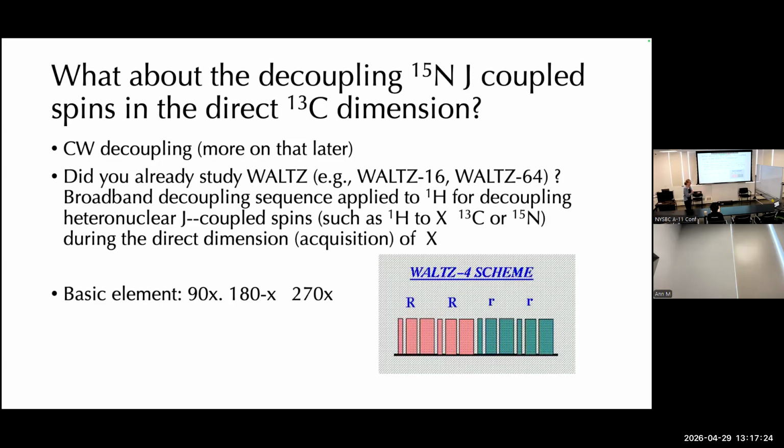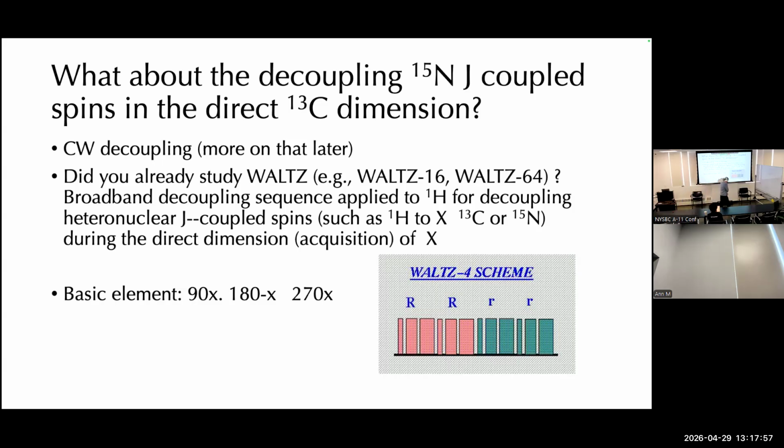Did you already in this class study some of the pulse sequences for the direct detect dimension, such as WALTZ? So you're detecting carbon and you're doing something on nitrogen, but it's something more complicated than a CW. Did you already talk about this? No. Well, I didn't really develop something about this. I should have. I like this pulse sequence very much, even though it's solution.